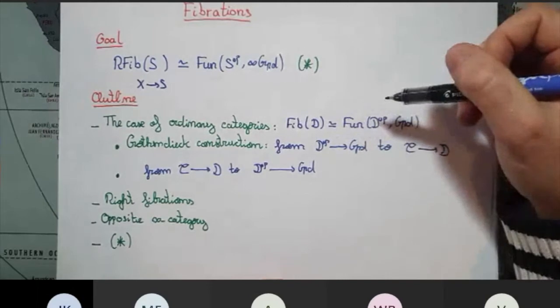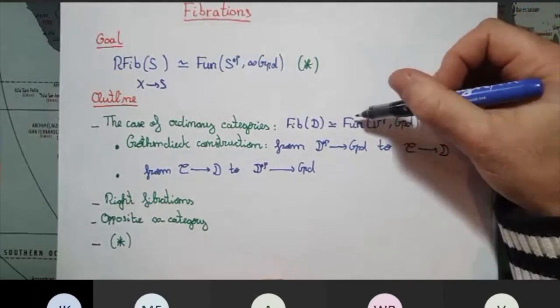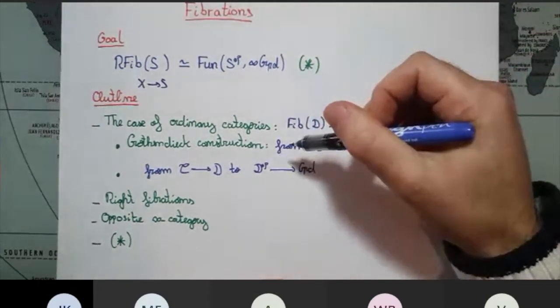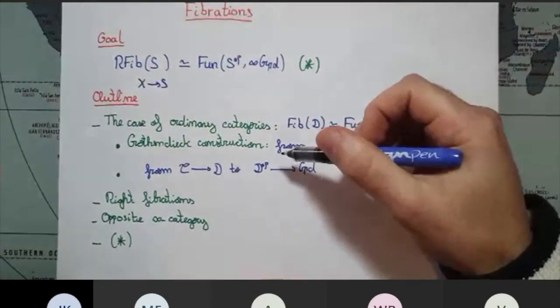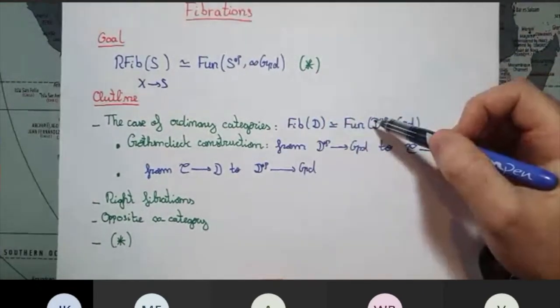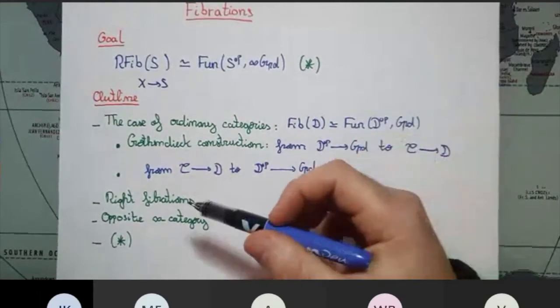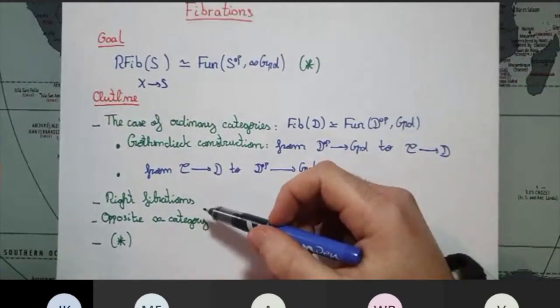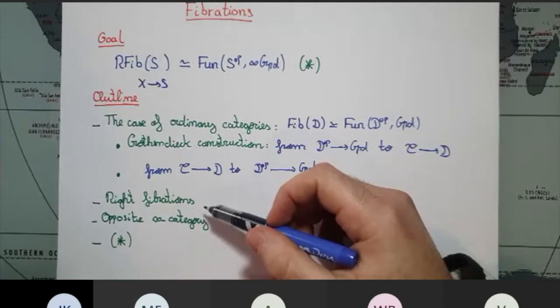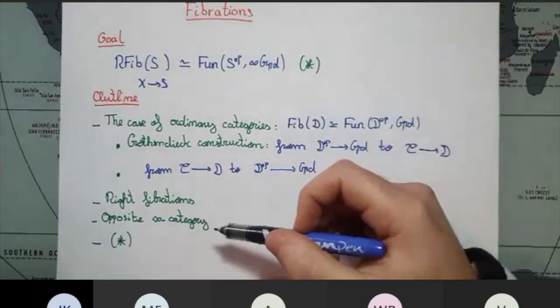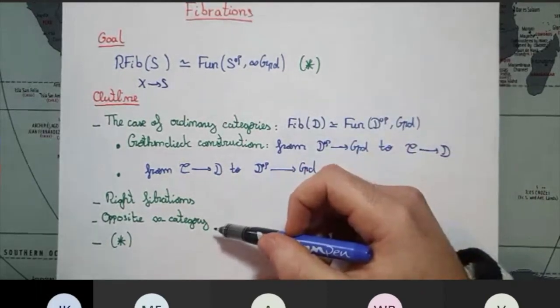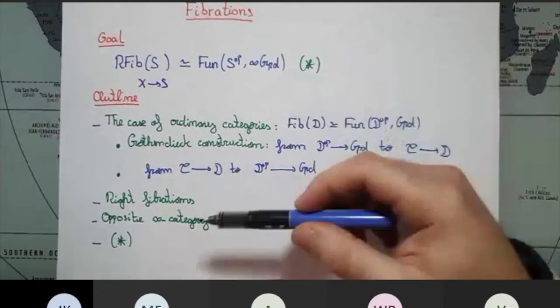So from this side to this side, it is a Grothendieck construction. And that's what I will explain first. And then from this side to this side. And then I will explain right fibrations. I think we already saw some fibrations last week. And then define the opposite infinity category. And at the end, I will talk about this.